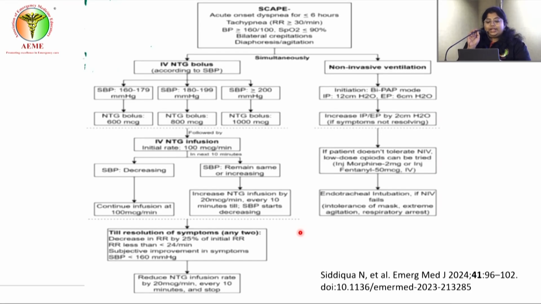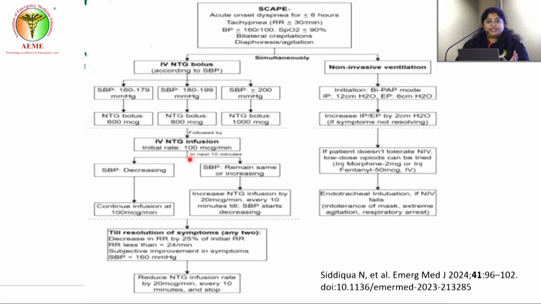So in the high dose arm, according to the systolic BP, if it is 160 to 179, a 600 microgram NTG bolus was given. If it is 180 to 199, an 800 microgram NTG bolus was given. And if it was more than 200 millimeters of mercury, a 1000 microgram NTG bolus was given, followed by a high dose NTG infusion starting at 100 micrograms per minute.